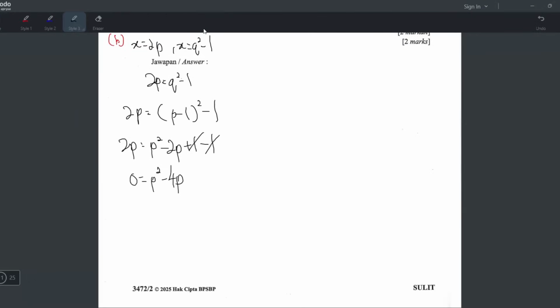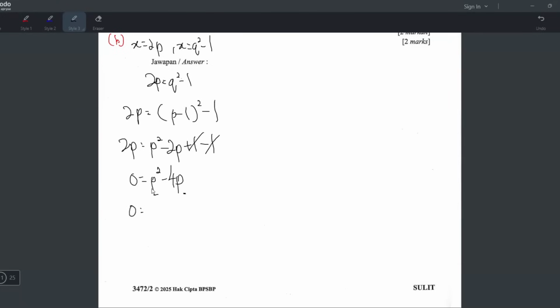If you want to press the calculator, you can also. The A, you press 1, B, you press negative 4, C, you press 0. But you don't need to do that, because if the quadratic equation has only two terms, you can just factorize by yourself.